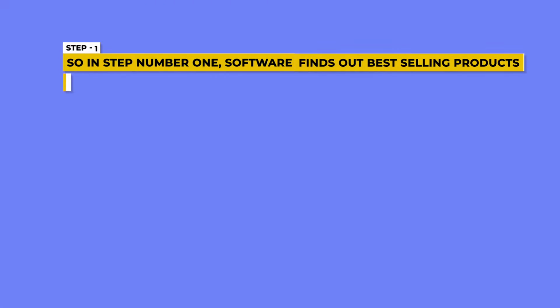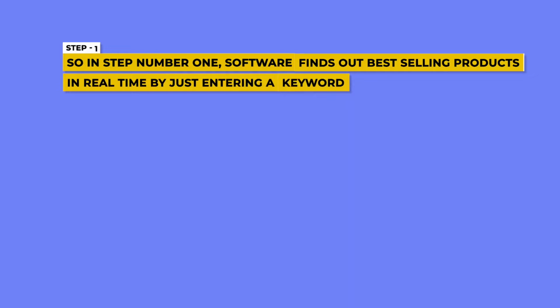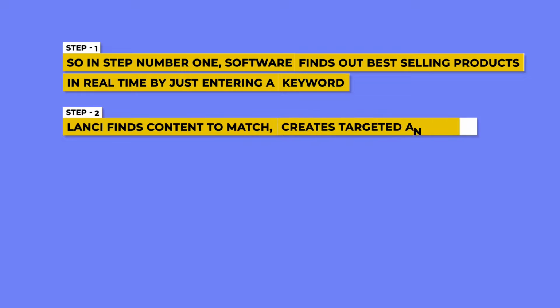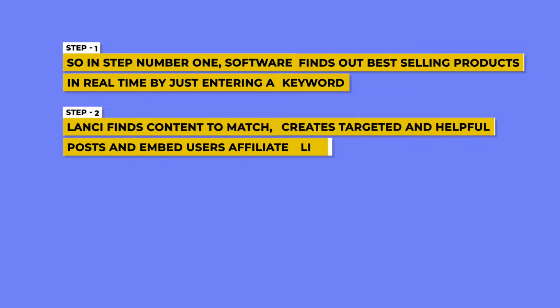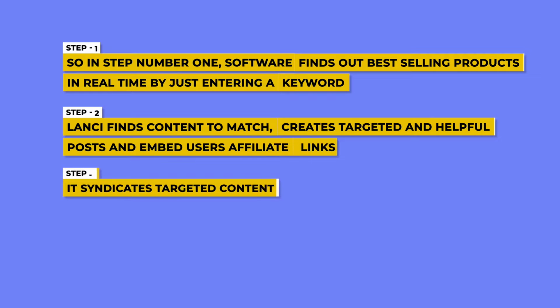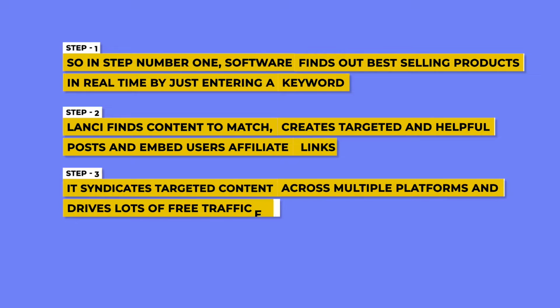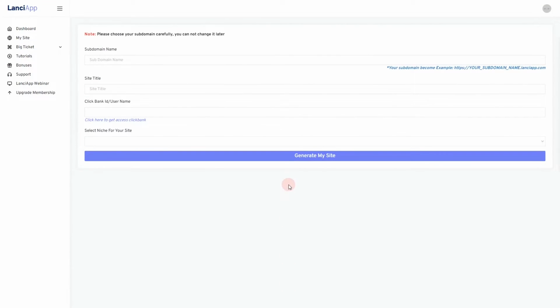Step 1. The software finds the best-selling product in any niche in real time by just entering a keyword. Step 2. Lanci finds the content to match, creates targeted and helpful posts, and embeds your affiliate links. Step 3. Syndicate targeted content across multiple platforms and drive a lot of free traffic for you. Let's go ahead and see how the Lanci app works.